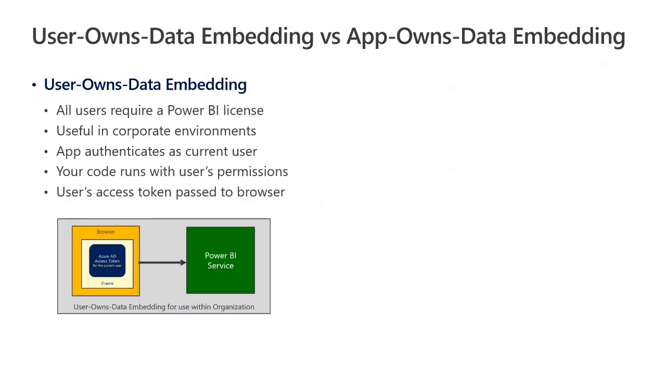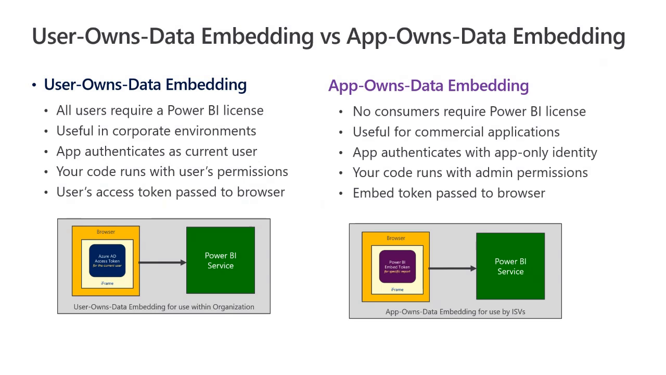Okay, now, when we move to app-owns-data, this is more of the ISV model. One of the big wins here for ISVs is that Power BI and Microsoft don't know about your users. So you can have your own authentication store. You authenticate the users any way you see fit. But now, because we can't really use user-owns-data embedding, we use app-owns-data.